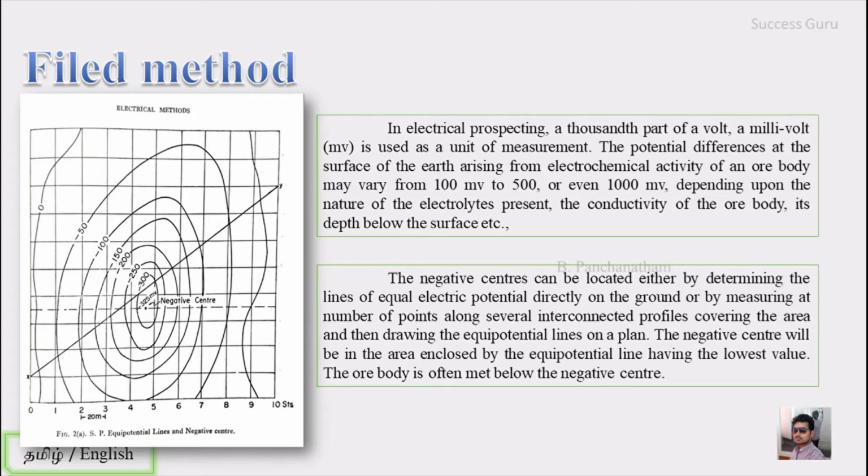So the left side image shows an area which has been separated into grids, and in each grid they measure the SP value at every point, and after that they prepare contours. Just by preparing contours they get an idea where the negative center actually is. In general, the negative center will be the area enclosed by the equipotential line having the lowest value, and the ore body is often met below the negative center. So this is the field method for this.